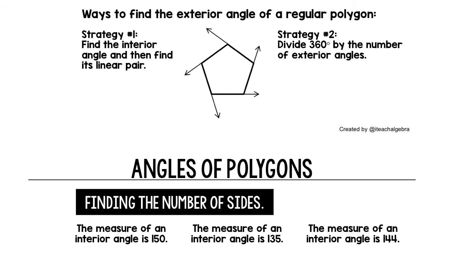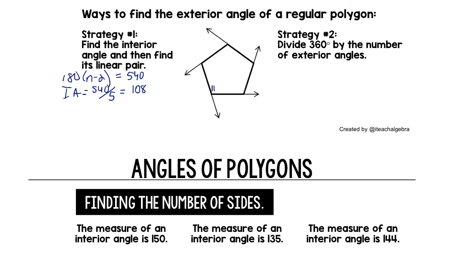Ways to find the exterior angle of a regular polygon. Strategy number 1, find the interior angle and then find its linear pair. This is a pentagon, so that means we'll use 180 times n minus 2, and we know from above that all of the interior angles equal 540. For the interior angles, we can take 540, and we know there's 5 angles, and they're all going to be the same measure. So those are all equal to 108.